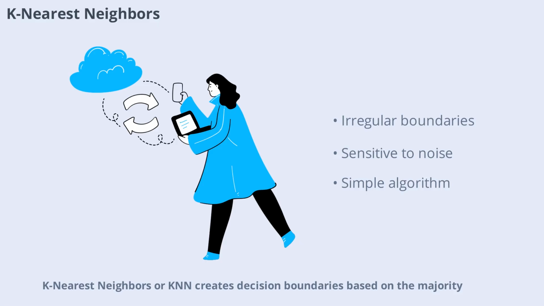K-nearest neighbors, or KNN, creates decision boundaries based on the majority class among the nearest neighbors of a point. The boundaries can be very irregular, adapting closely to the data.